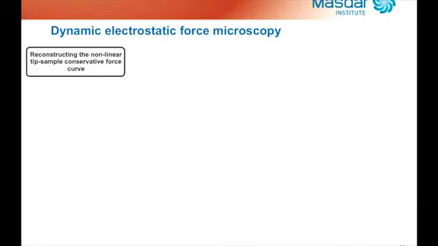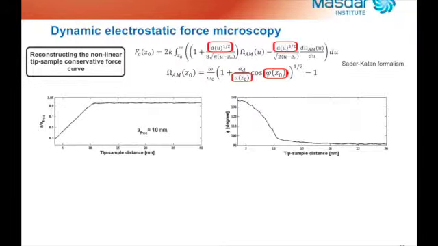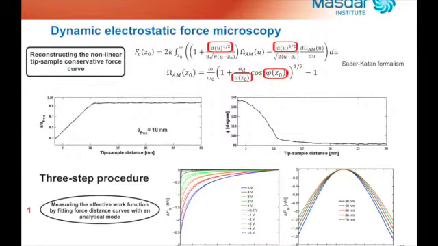The idea is to reconstruct the nonlinear tip-sample conservative force curve, and to do so I have used a formalism that has been proposed in the literature by Dr. Sader and Dr. Katan, which allows reconstructing the force curve between the tip and a sample by looking at two experimental parameters, the amplitude and the phase. This technique consists of three different steps. The first consists in measuring the effective work function by fitting a force-distance curve with an analytical model.